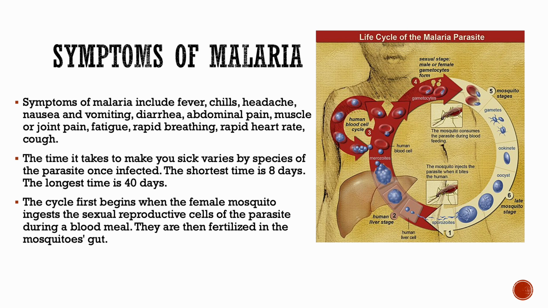The cycle first begins when the female mosquito ingests the sexual reproductive cells of the parasite during a blood meal. They are then fertilized in the mosquito's gut. On the right is the life cycle of the malaria parasite. When they are fertilized in the mosquito's gut, they become gametes, and then they mature, and the mosquito injects the parasite when it bites the human.